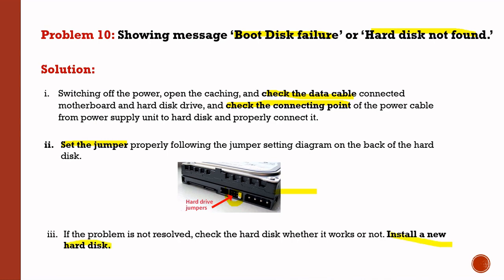So the problem is our computer showing boot disk failure or hard disk not found. What do we have to do? We have to reconnect the connecting points and check the data cables. Then we have to set the jumper properly, and finally we have to check whether our hard disk is working or not, and install a new one. It is solved.